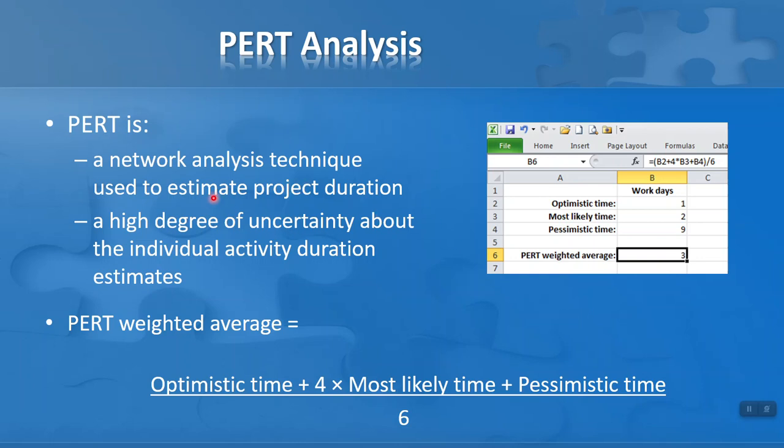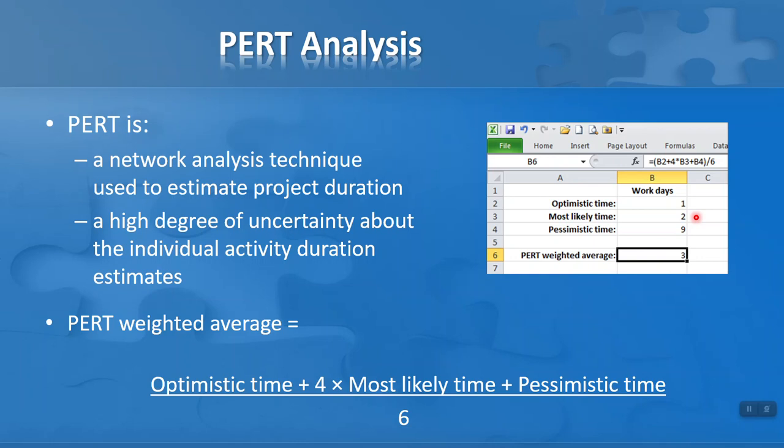So it's a network analysis technique used to estimate project duration or the tasks within that project, and most often used when there's a high degree of uncertainty about the individual activity duration estimates. So let's take a look at this small example over here from Excel. We can see that we've got 3 estimates. Our optimistic time, and the estimates are in working days. The optimistic time is that a particular task will be completed in 1 day. The most likely time is that it'll be completed in 2 days.